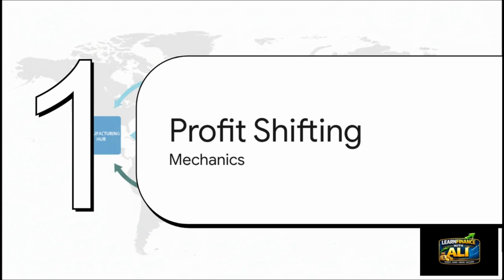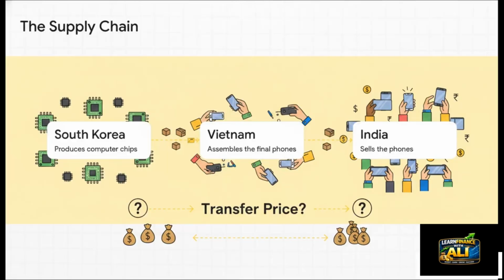Section 1. Profit-shifting mechanics. Okay, let's dive into this. To really understand the game, we first have to introduce the core concept of transfer pricing. Put simply, this is the price at which assets are transferred between related subsidiaries of the exact same parent company. Let's ground this with a real-world example.